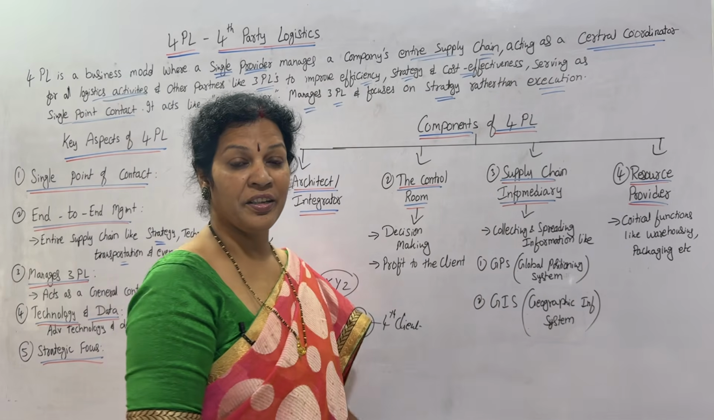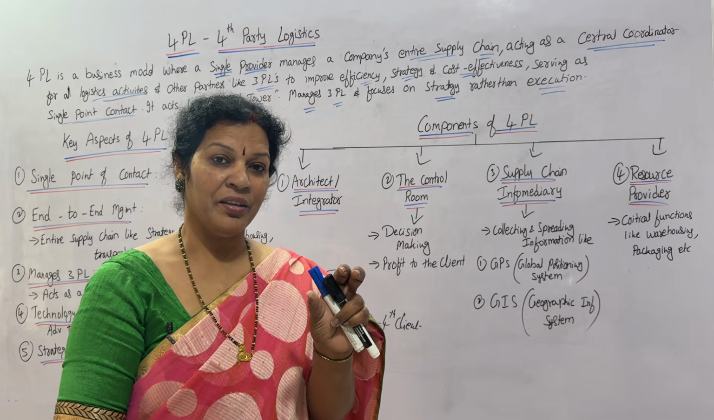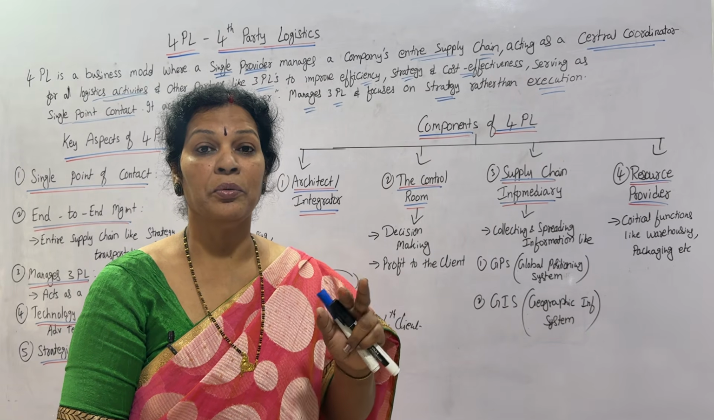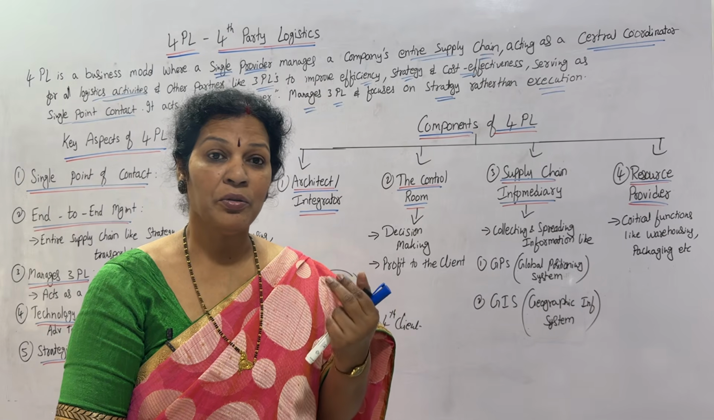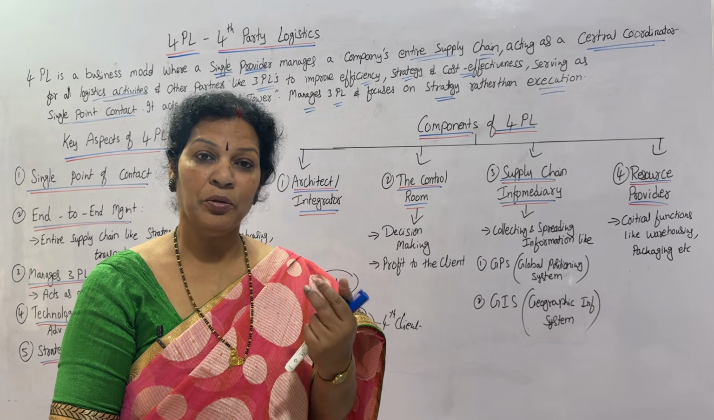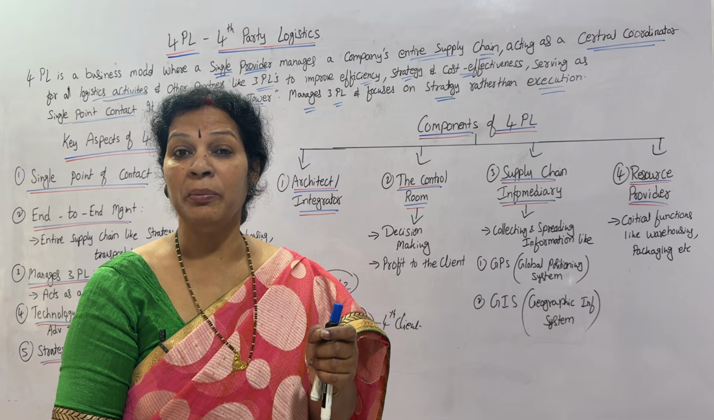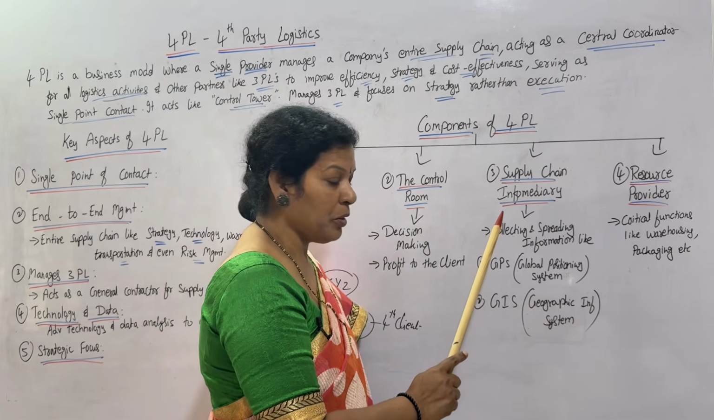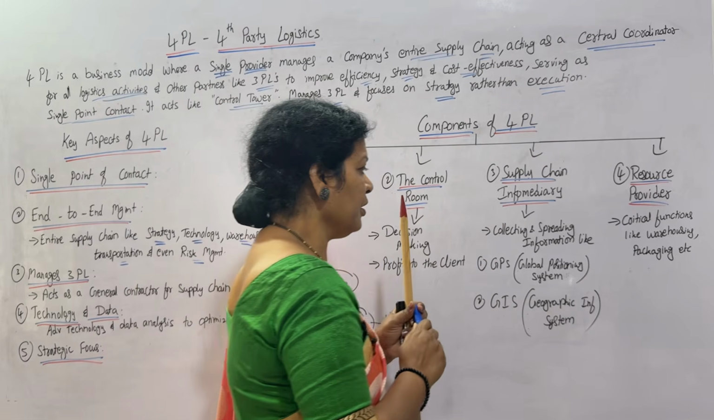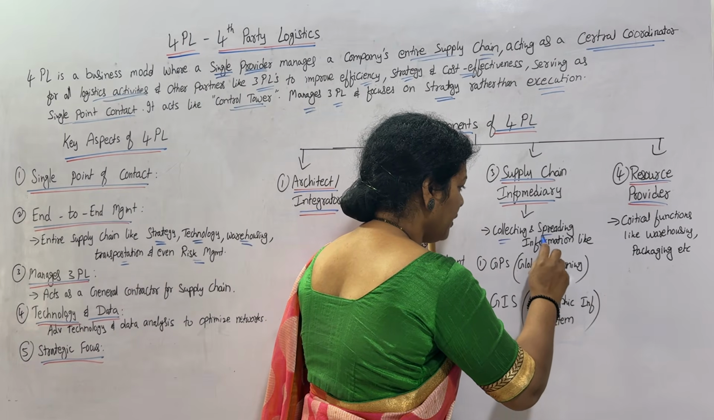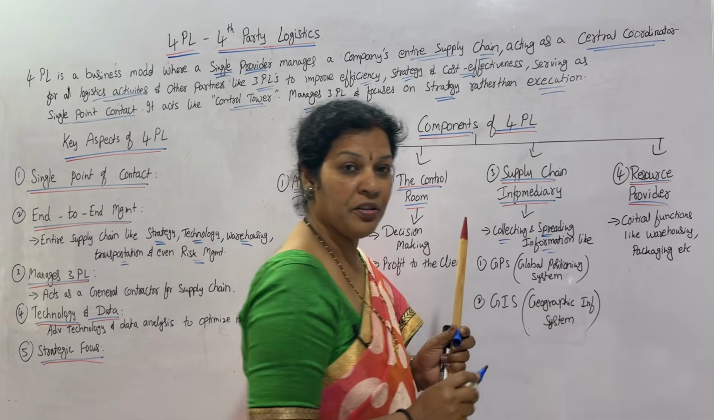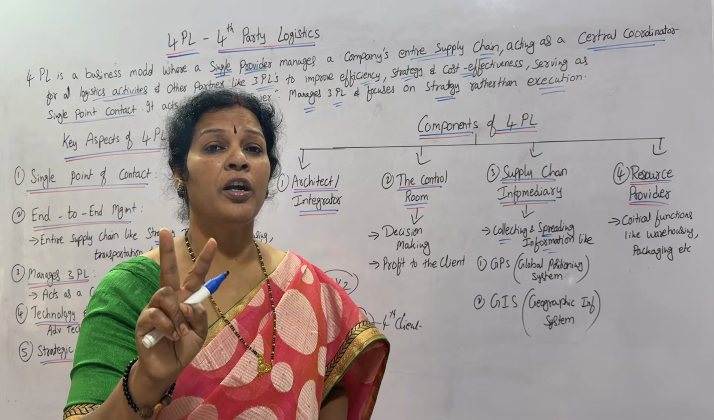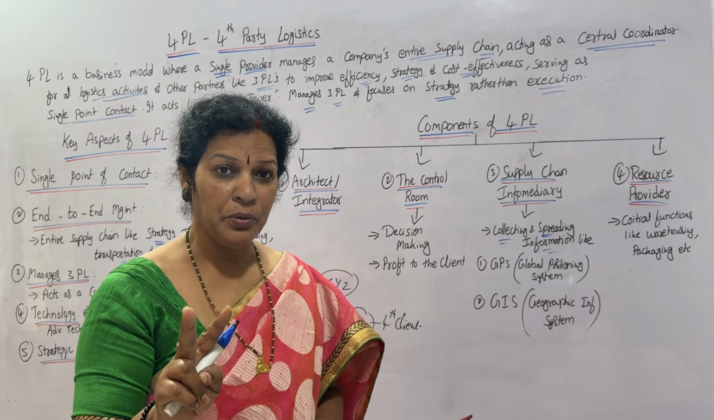Supply chain intermediary. Here the 4PL has lots of contacts with new technology, new things, whatever is happening. They use all the technology, which will be beneficial to the client. In that way they'll be using it. What do they do? Collecting and spreading information. Mainly two technologies they'll be using.